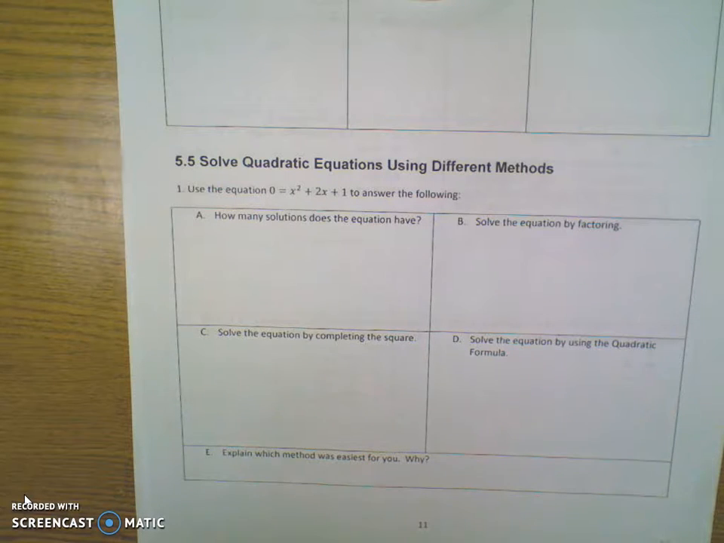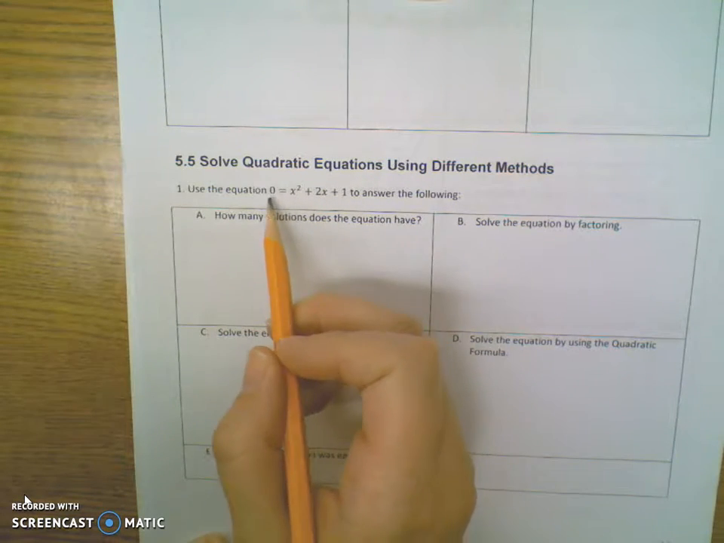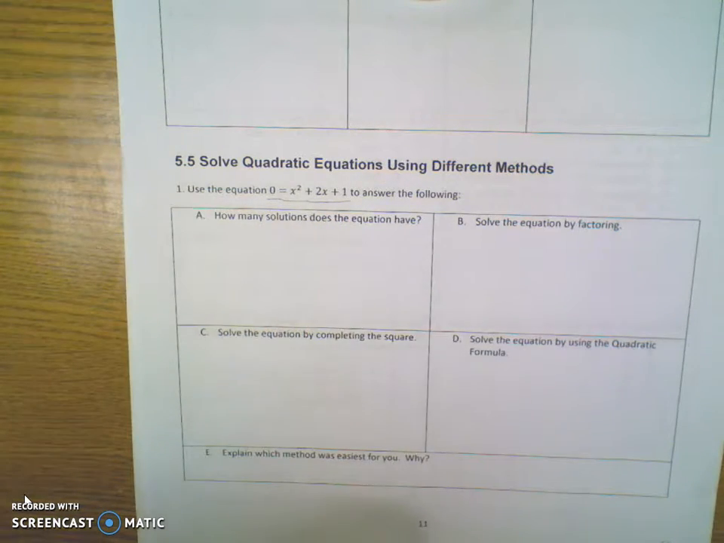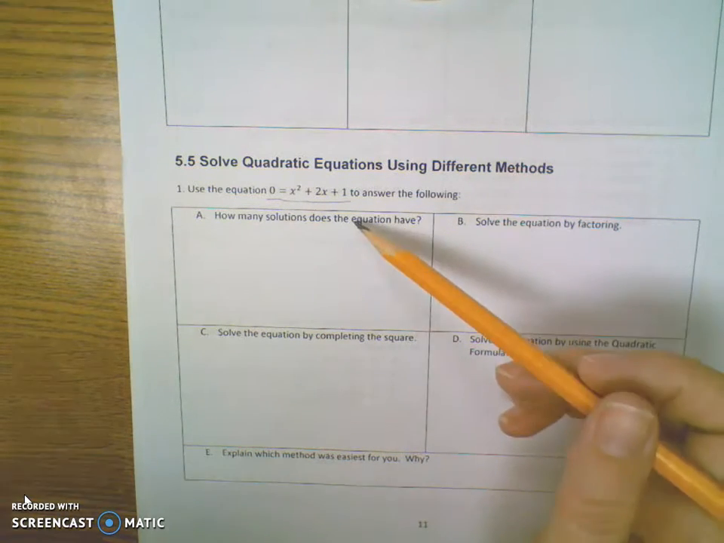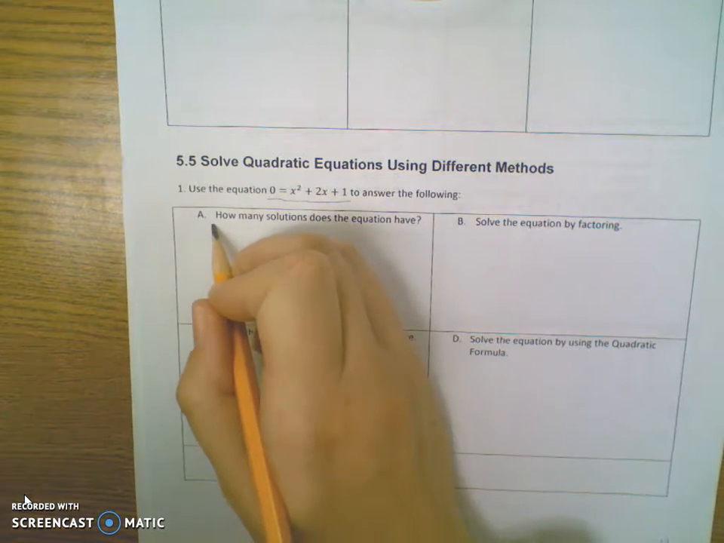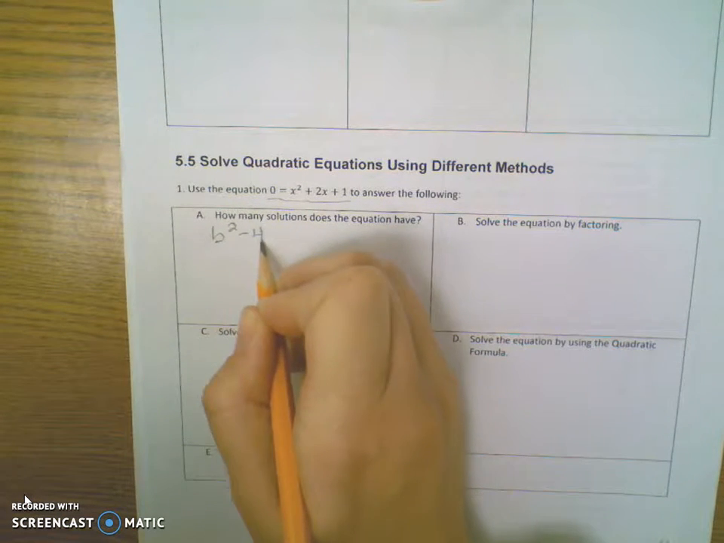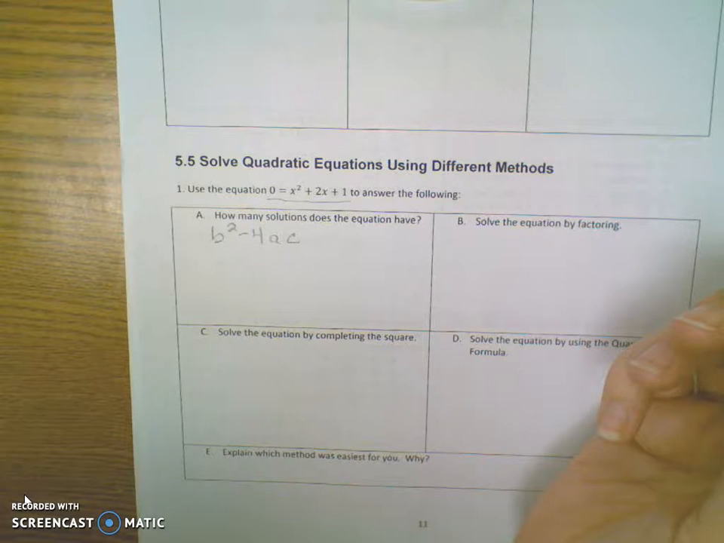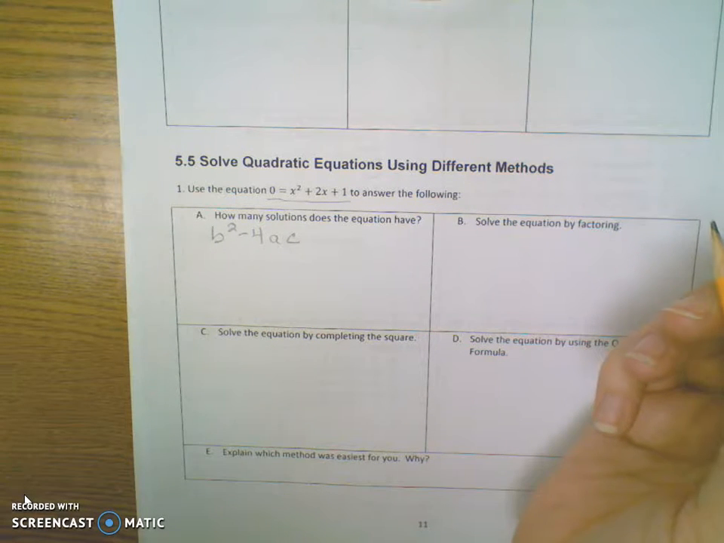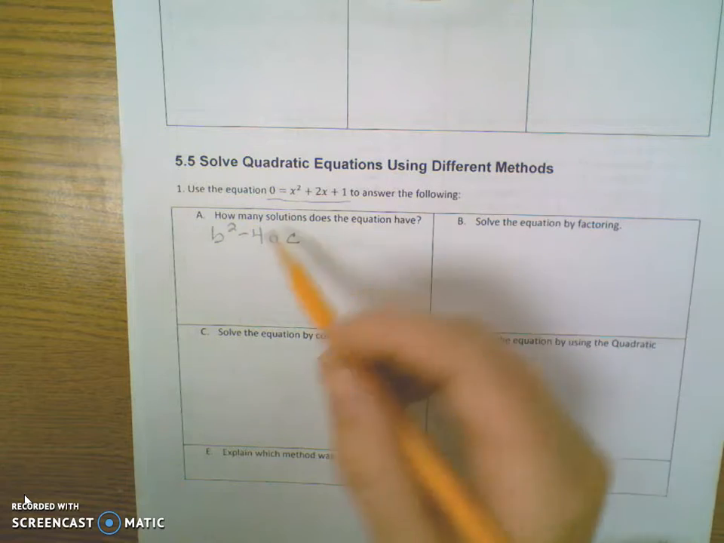Hi, welcome to video 5.5 on solving quadratic equations using different methods. So we're going to take a look at this equation right here and look at different methods that we could use to solve it. The first thing that can be helpful to do is look at our discriminant, which is b squared minus 4ac. It's the stuff under the radical in the quadratic formula, and see how many solutions our equation has.